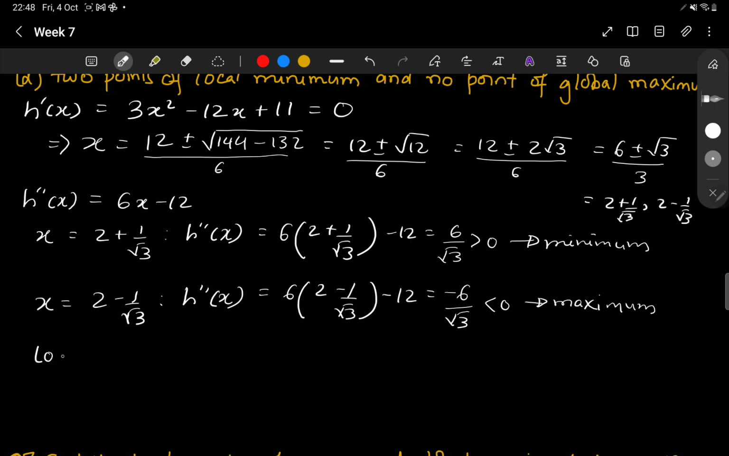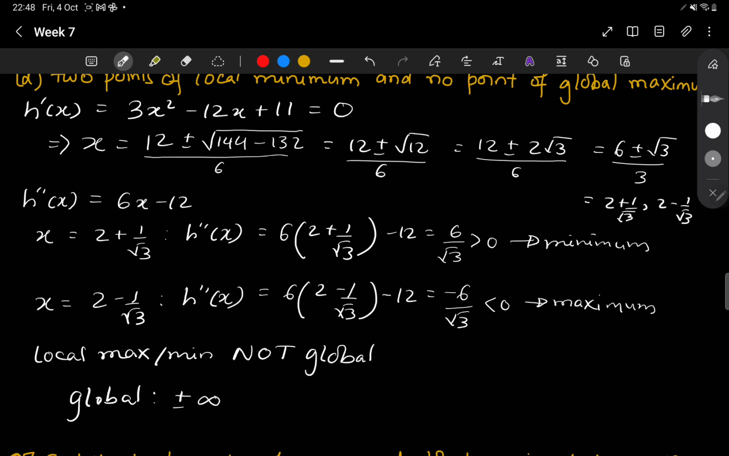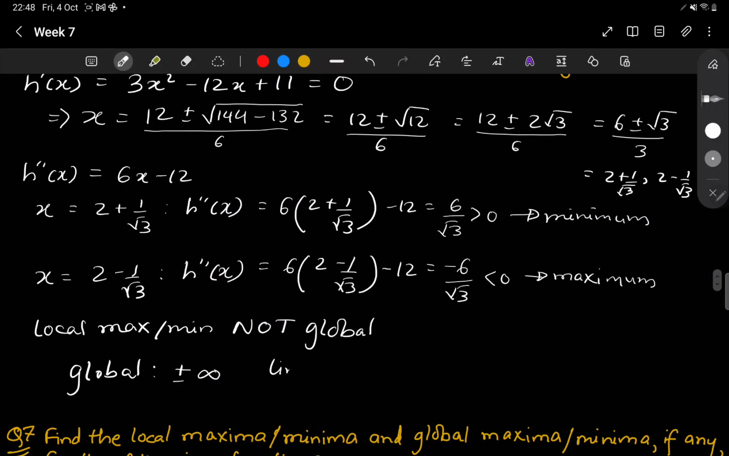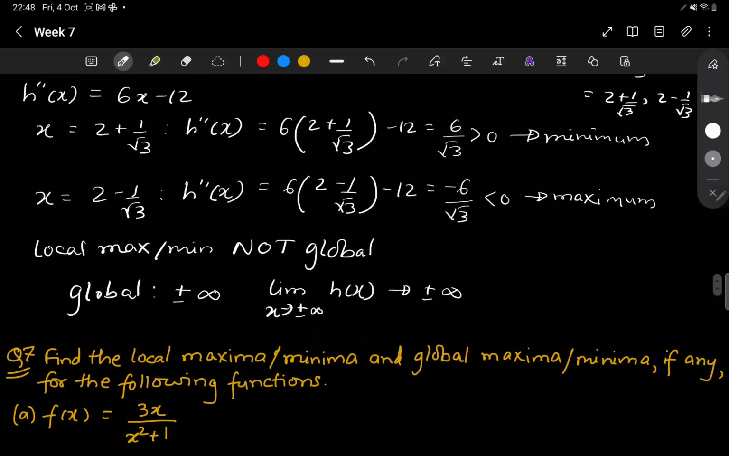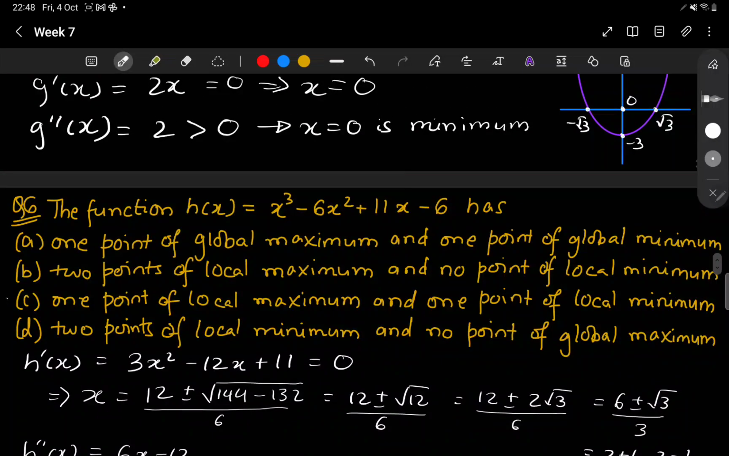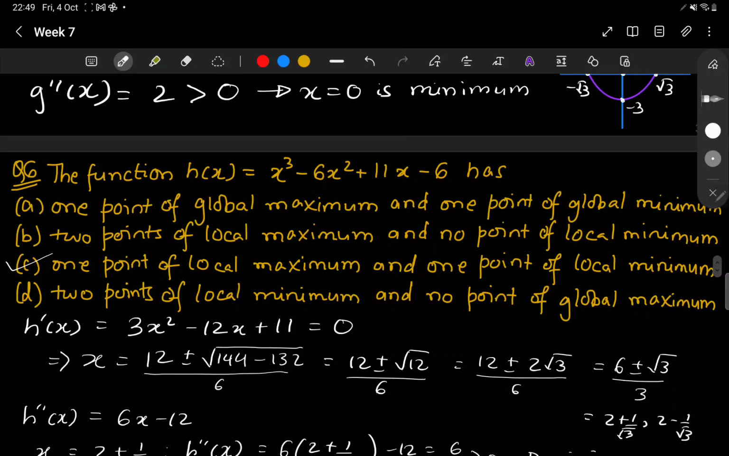So now these points are actually local maxima or minima and not global. Why not global? Because global maxima or minima would be at plus minus infinity, because you see if x tends to plus infinity, h(x) tends to plus infinity. If x tends to minus infinity, then h(x) also tends to minus infinity. So it is a local minimum and maximum, but not global. So the correct option is option C, 1 point of local maximum and 1 point of local minimum.